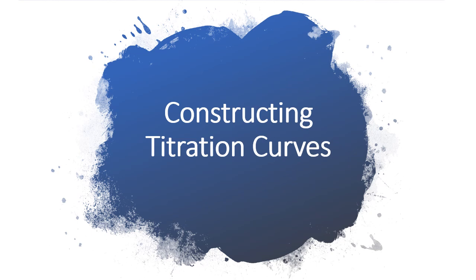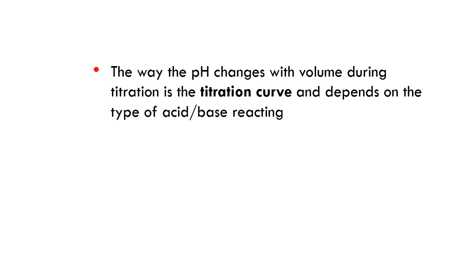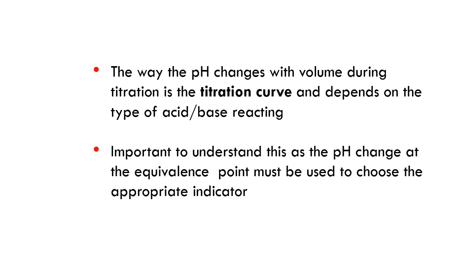We're now going to look at the construction of titration curves, and we're going to start with strong acid, strong base titration curves. So the way the pH changes with volume during titration is the titration curve, and it depends on the type of acid or base that is reacting. It is important to understand this, as a pH change at the equivalence point must be used to choose the appropriate indicator.